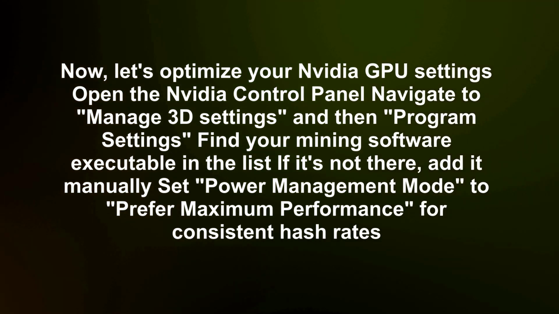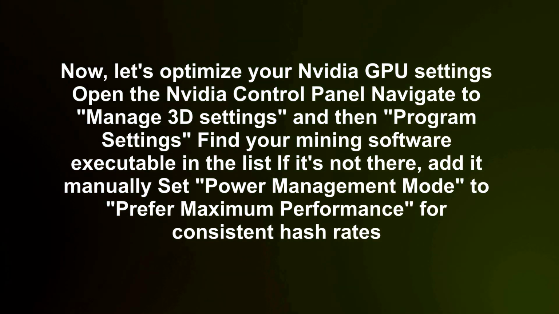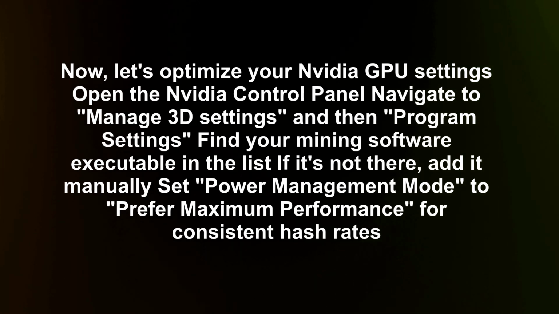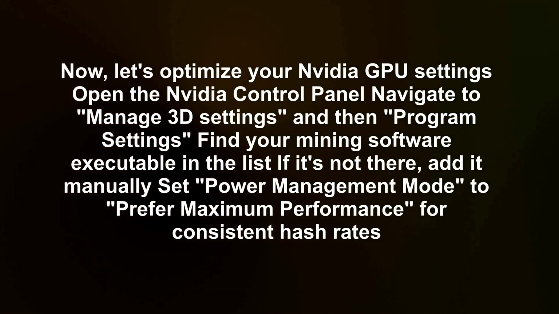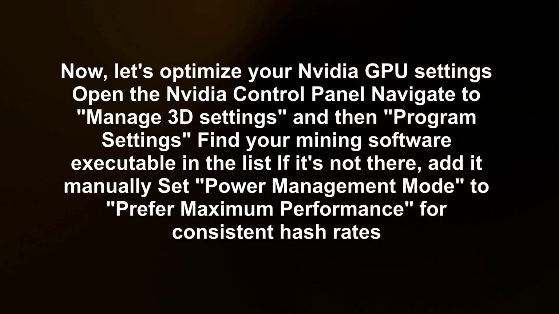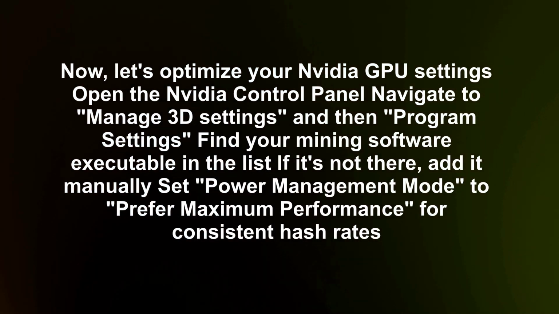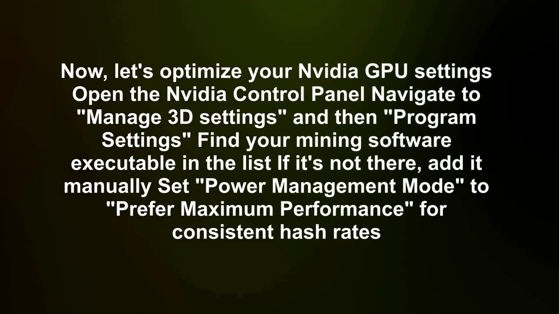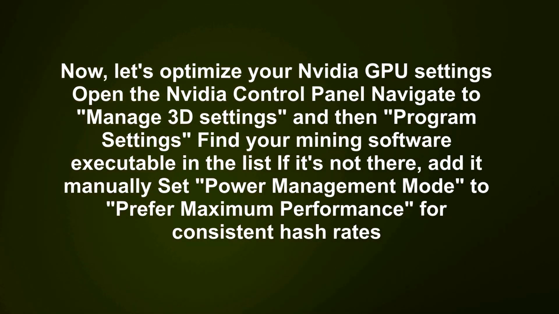Now, let's optimize your Nvidia GPU settings. Open the Nvidia Control Panel, navigate to Manage 3D Settings, and then Program Settings. Find your mining software executable in the list. If it's not there, add it manually. Set power management mode to prefer maximum performance for consistent hash rates.